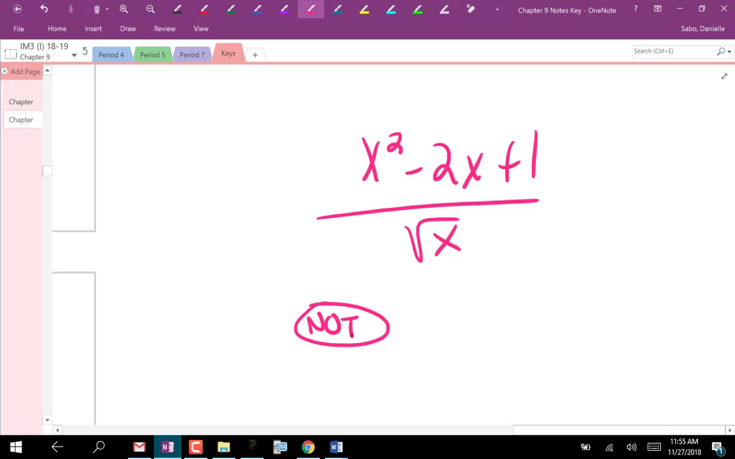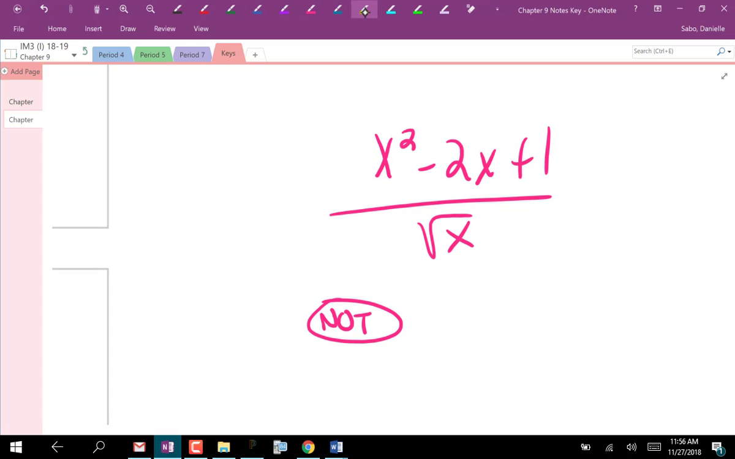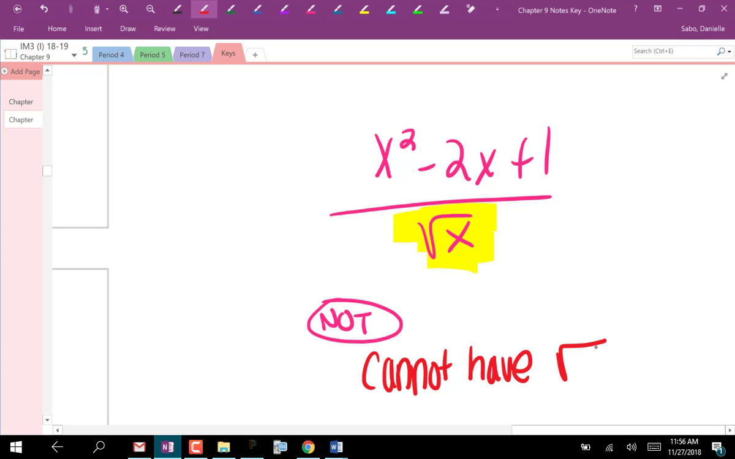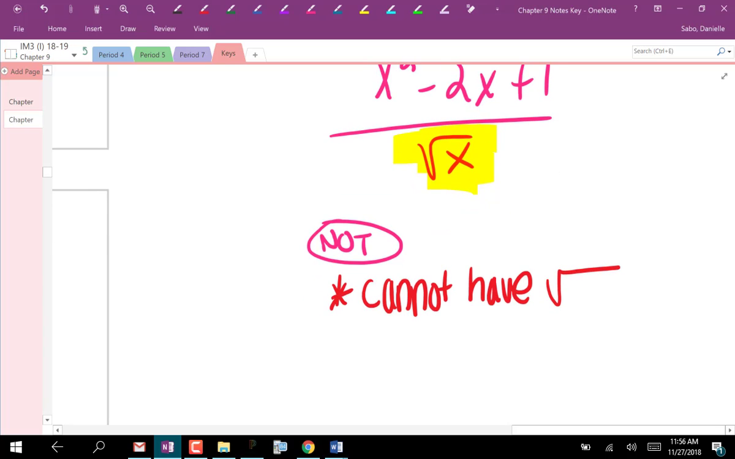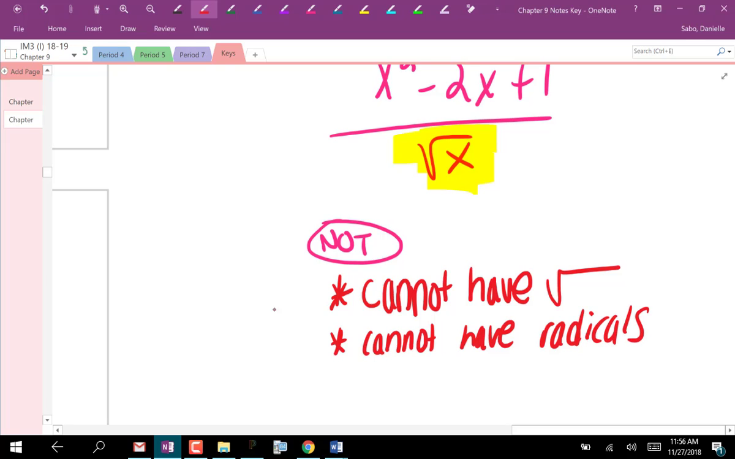I'm going to highlight this piece right here. It's not rational because we cannot have radicals. And I would accept that explanation. Okay, it's not rational because we cannot have the radical sign. Or you can actually write out radical if you want. I would accept this too. Cannot have radicals. Either one's fine. So you would circle not rational because it has a radical. So that's all I'm looking for.